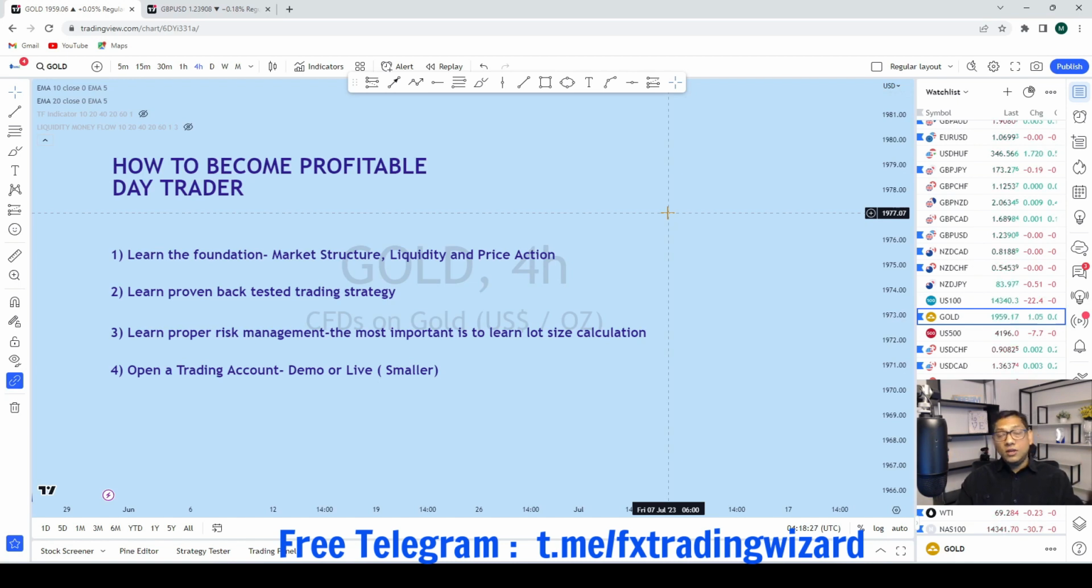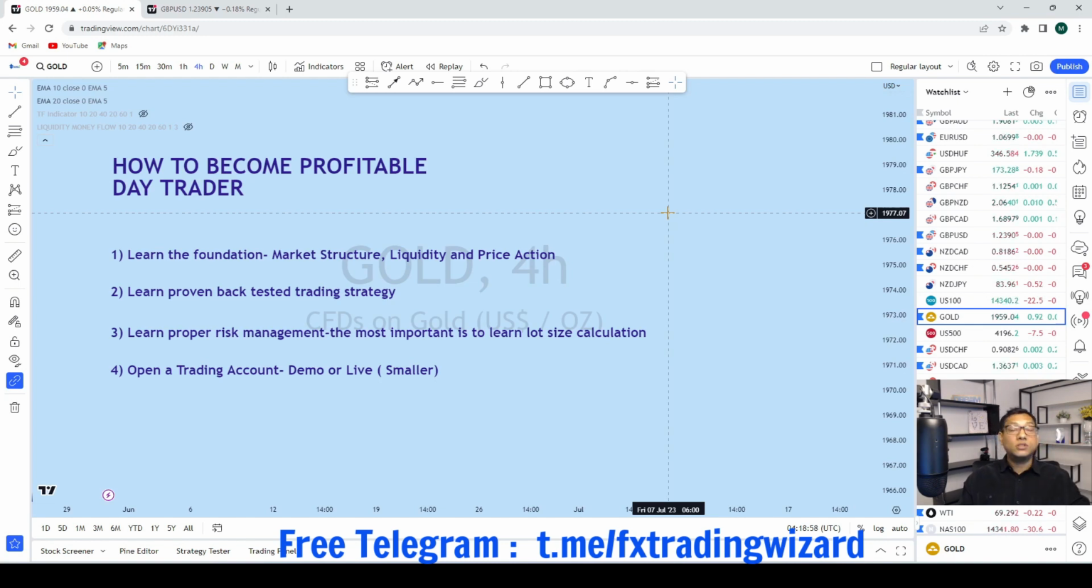If you do it day after day, in the beginning that's fine, but if you don't do proper lot sizing based on your capital or percentage of risk, over time it will be very difficult to be profitable as a day trader. Now there are many ways you can calculate the lot size. You can use a lot size calculator in your platform, whatever you are using, MetaTrader 4 or any kind of platform, or you can use a web-based lot size calculator.